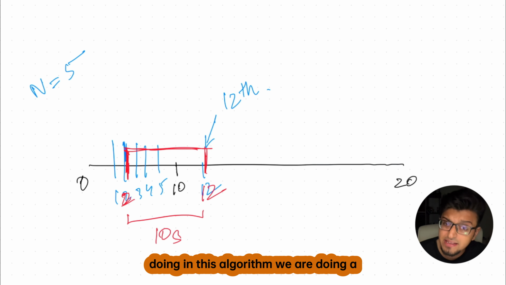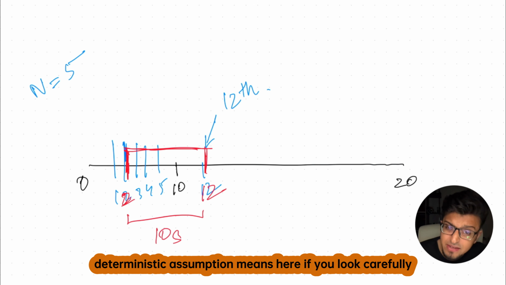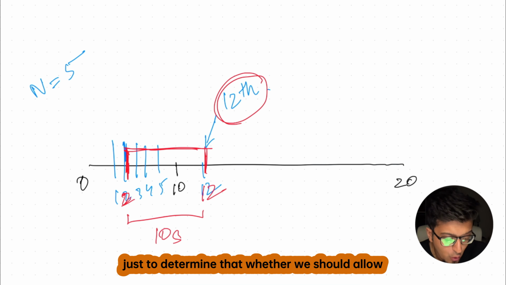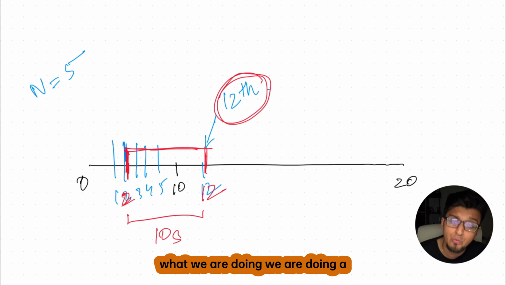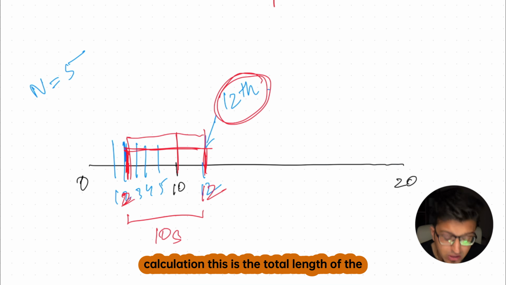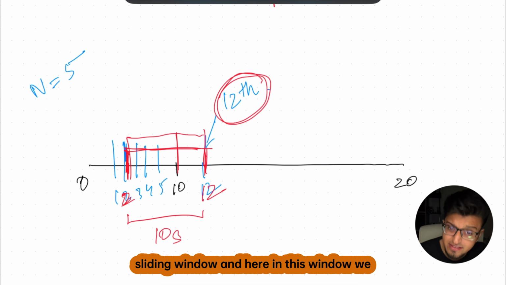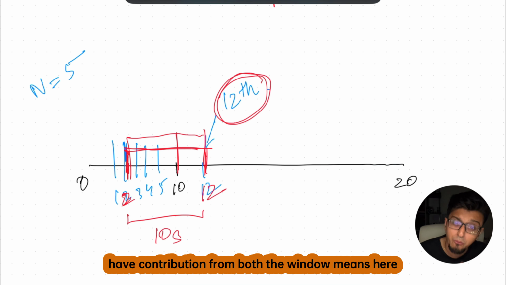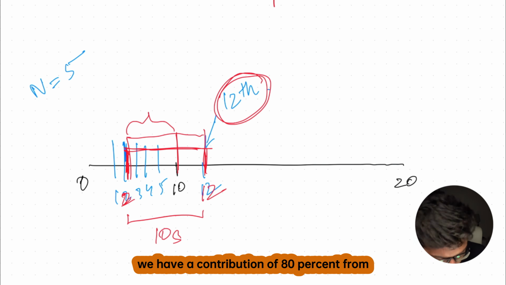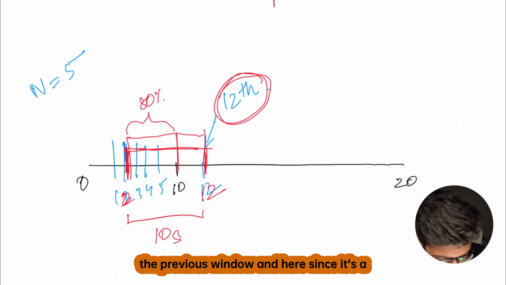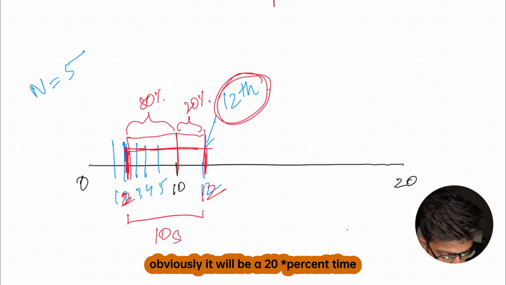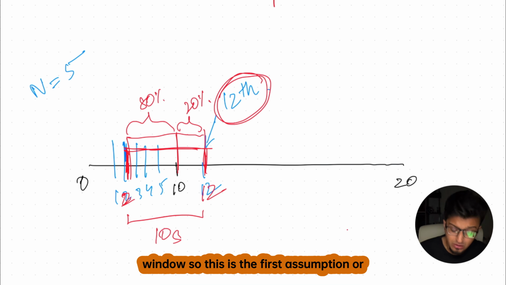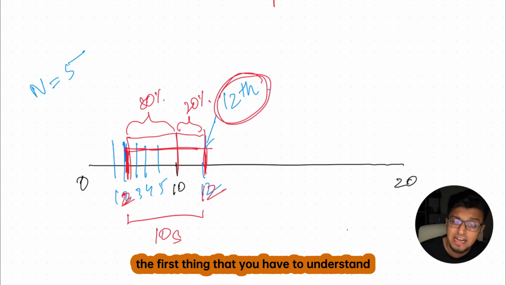Now in this algorithm we make a deterministic assumption. To determine whether we should allow the request at the 12th second or not, we do a calculation. This is the total length of the sliding window, and in this window we have a contribution from both windows: 80% from the previous window, and since the new window has only passed 2 seconds, it contributes 20%. This is the first thing you have to understand.